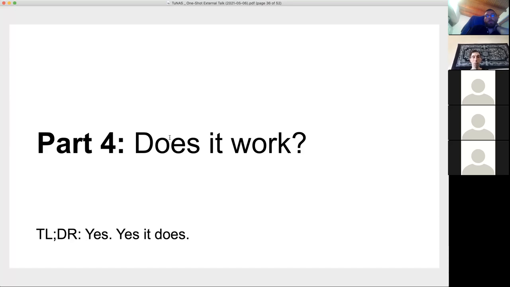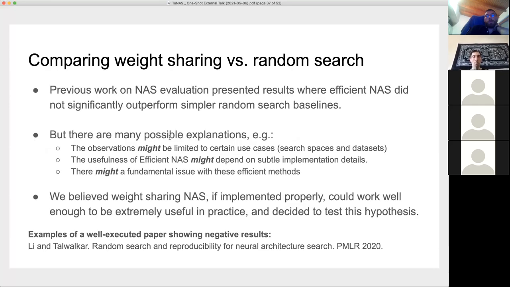Now I want to briefly return to some of the things that I touched on earlier in the talk about whether this actually works. There was, especially at the time that we published this paper, quite a bit of controversy about whether weight sharing algorithms could significantly outperform random search. And there were a few high-profile negative results where this was found not to be the case.